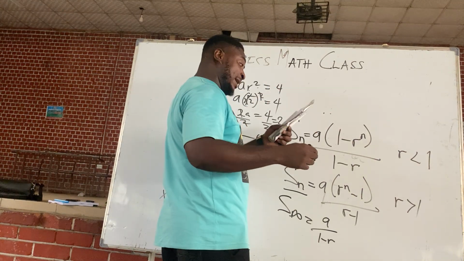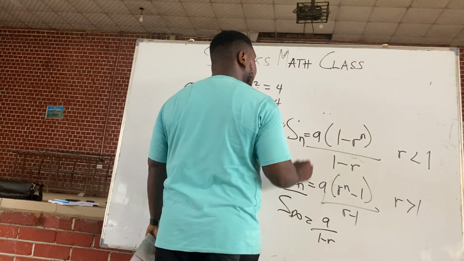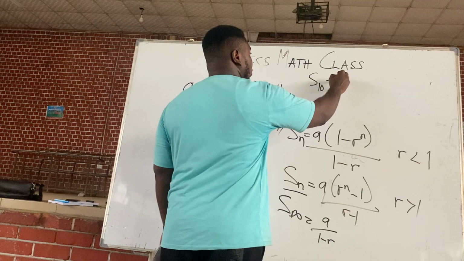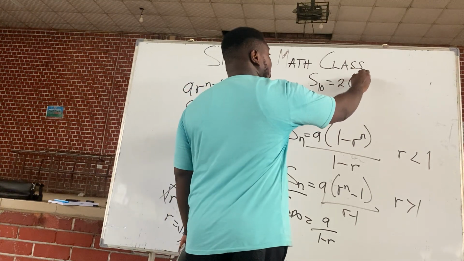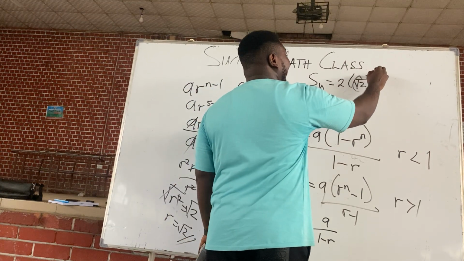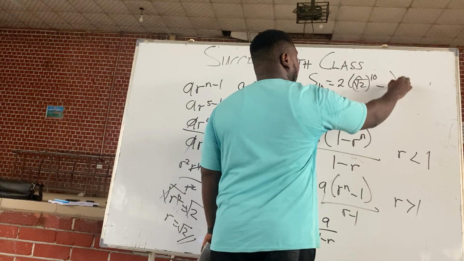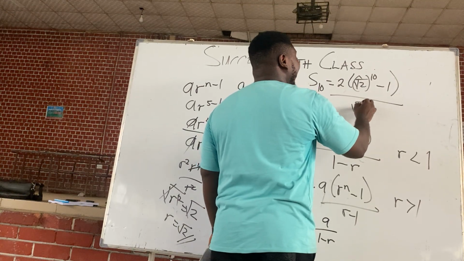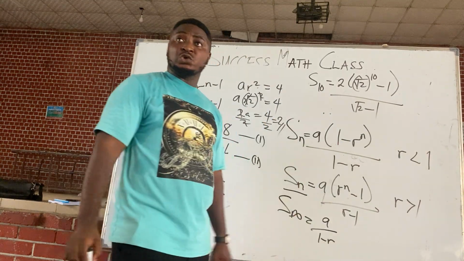And it's also asking us to find the sum of the first 10 terms, right? So S10 equals A, which is 2, into bracket root 2 raised to power 10 minus 1, all over root 2 minus 1. Because R is root 2, right?